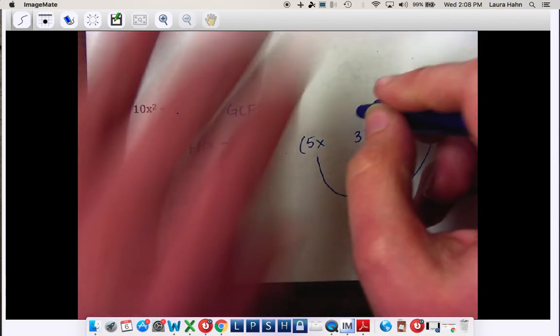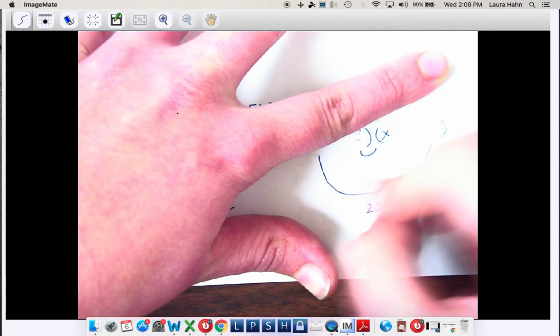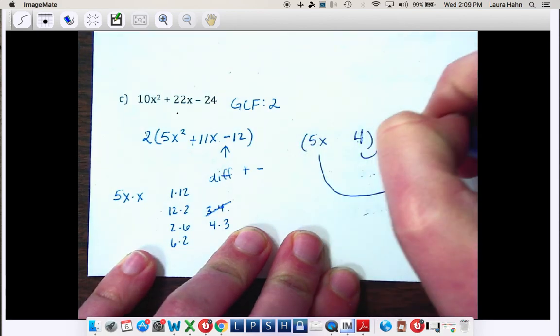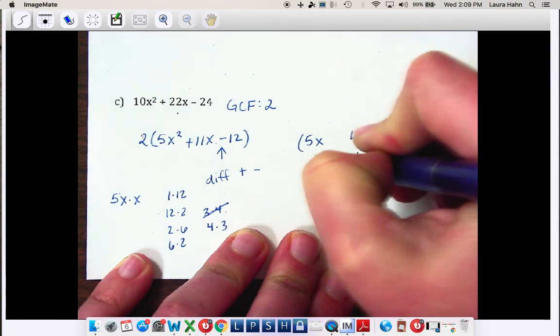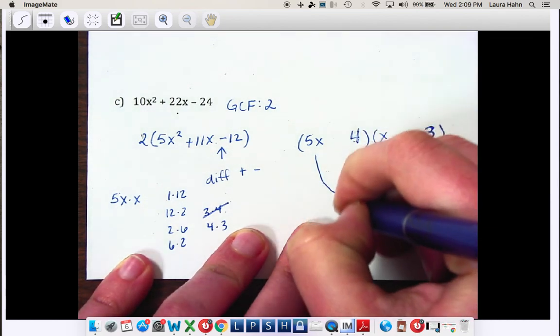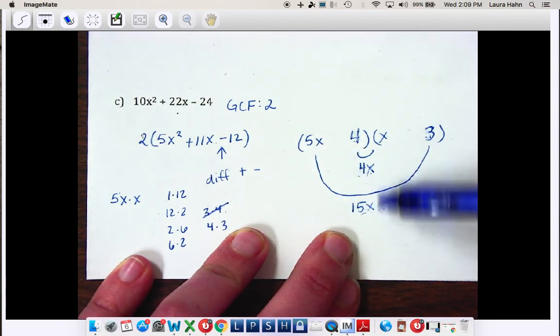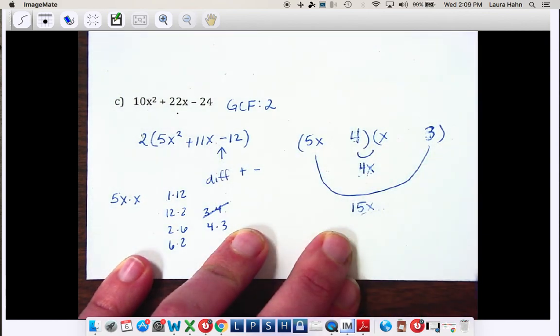Let's try 4 and 3 this time. So this gives me a 4x. This gives me 15x. Well, I know a 15 and 4 will either give me an 11 or a 19. Well, I wanted an 11.